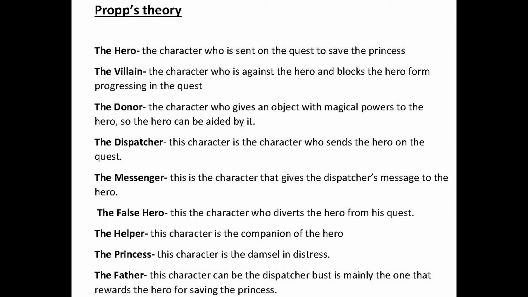Either that, or the father gives the hero some money or another reward apart from the love of the princess herself. So yeah, you get what I'm trying to say. That's prop theory for you.